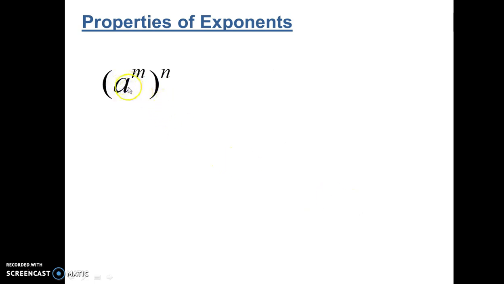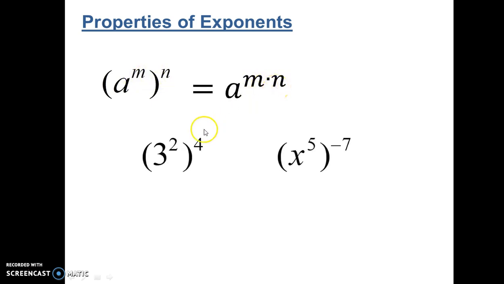Next one, same thing, an exponent on the outside of a parenthesis, but also if we have an exponent on the inside, you're going to multiply those 2 exponents. So we have m times n, not add, but multiply. So if we have this, we're not going to have 3 to the 6th power. We don't add these, we actually multiply them. So we do 3, and it's 2 times 4 to the 8th power. Over here, it's going to be 5 times -7, so we have x to the -35th power.